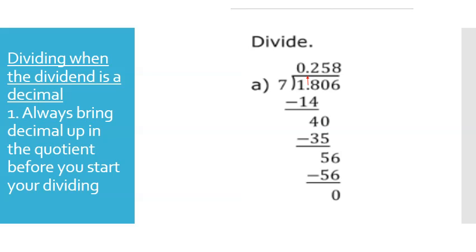So here we have 40 minus 35 is 5. We bring down the 6 to make it 56. Does 7 go into 56 an even amount of times? Yes, it goes in 8 times. So we're going to put 8 up in the quotient next to 5. 8 times 7 is 56. 56 minus 56 is 0.